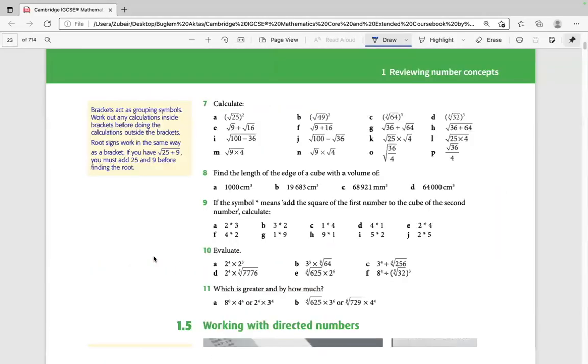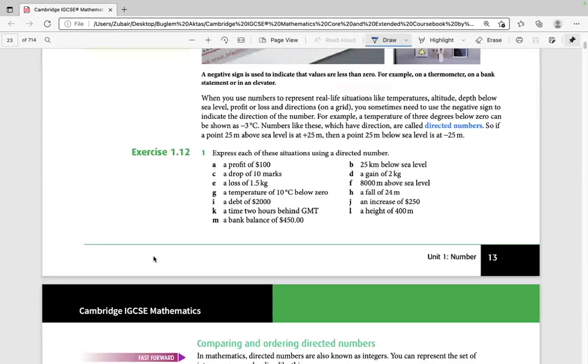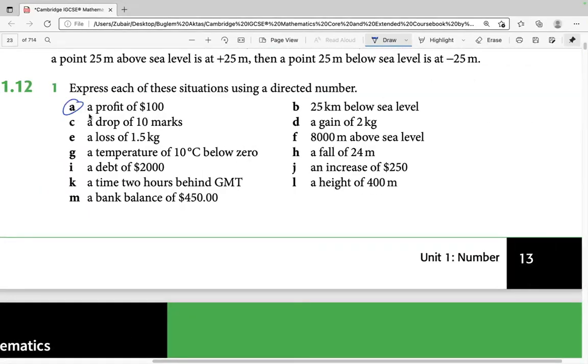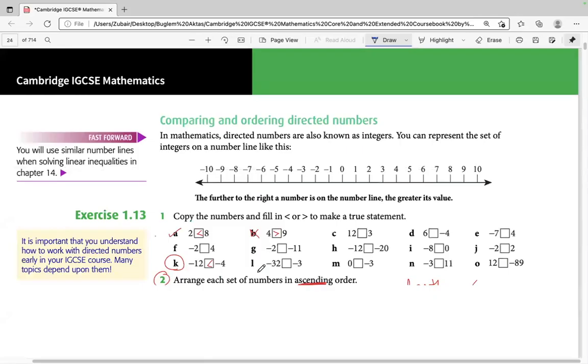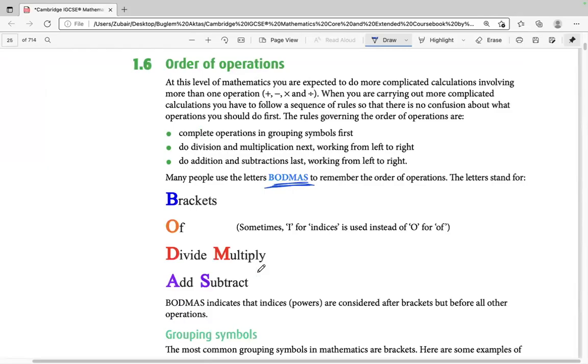And here we are. These are simple statements. We should have an idea of this. A profit of $100 means a positive value. And when it says above sea level, again, positive value. Below sea level is a negative value. Either we write minus 25 kilometers as the displacement, or we just give the word below. Reading of graphs, operations, BODMAS.